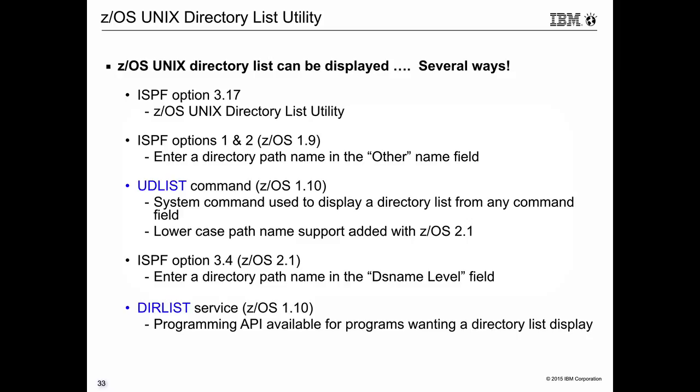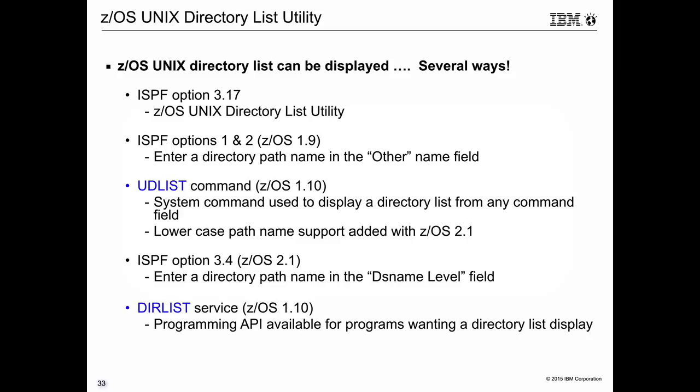There is a udlist command that was added in 1.10 that could be entered from any command field. And lowercase support, path name support, was added for that in 2.1. So basically it says that whenever I'm on a command field, wherever I may be, I can type udlist and say for this path name and immediately go to a directory list. Just a little bit quicker than going through 3.17.